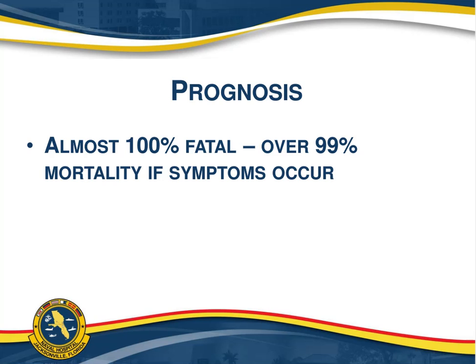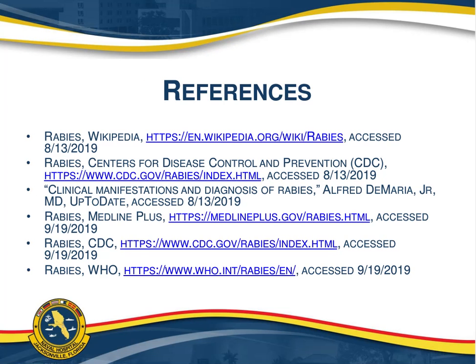Prognosis, it's just about 100% fatal, 99% mortality if symptoms occur. And so that's the references. So that's rabies, and it's important. Now the fun part of the lecture.